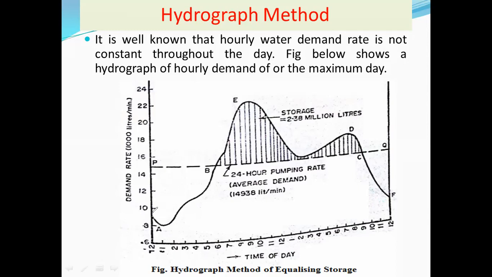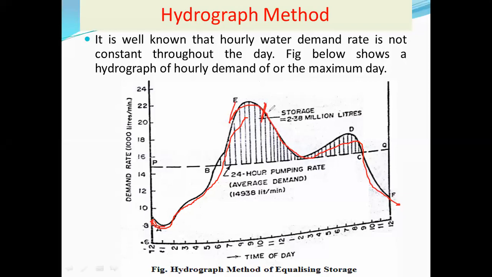Here you can see this graph. This curve represents the curve of demand. We can see this demand curve here. You can see that at 12 night the demand is very low. It goes on reducing up to 1 o'clock, then starts increasing from 2 o'clock, and it will be maximum between 9 to 10 or 8 to 10. So this is the maximum demand during the morning, 8 to 10 hours.